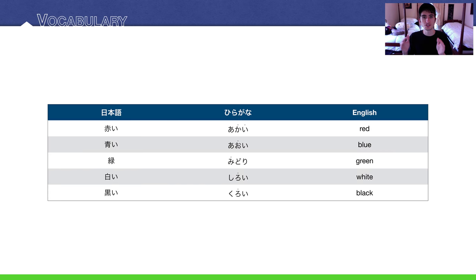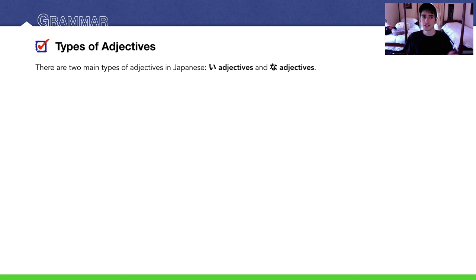And then we have some colors that I just threw in here. 赤い, red. 青い, blue. The word for green, 緑, green. White is 白い. And black is 黒い. Let's get into the grammar.